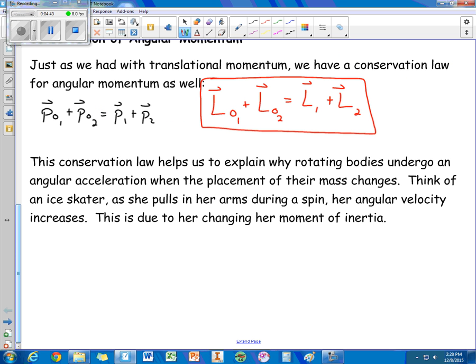This conservation of momentum then helps us explain why rotating bodies will accelerate when we change the placement of their masses. So think of an ice skater. As she tucks her arms in during a spin, her angular velocity increases. So she experiences an angular acceleration. So this would be due to her changing her moment of inertia. She's changing the placement of her mass.